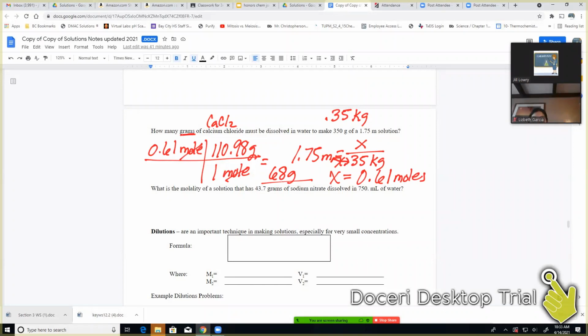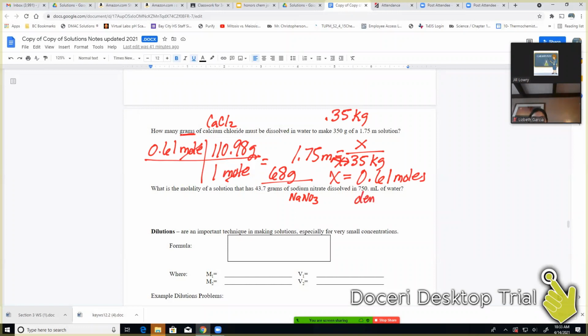All right, and then the last one, it's really not anything real different, but it uses something that we kind of use in this unit. It says, what is the molality? So I'm looking for the little m of a solution that has 43.7 grams of sodium nitrate, which is NaNO3. So I know that I'm going to have to use a molar mass and get moles. And it's dissolved in 750 mLs of water. So it seems like there's a problem because for molality, I don't need mLs of water. I need kilograms of water.